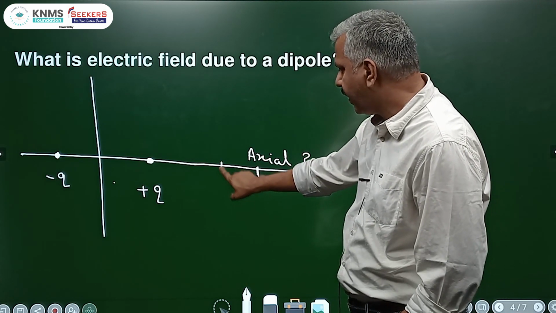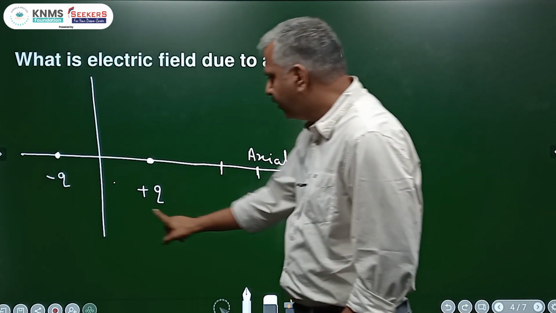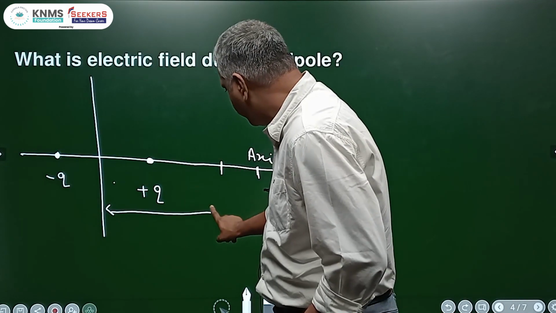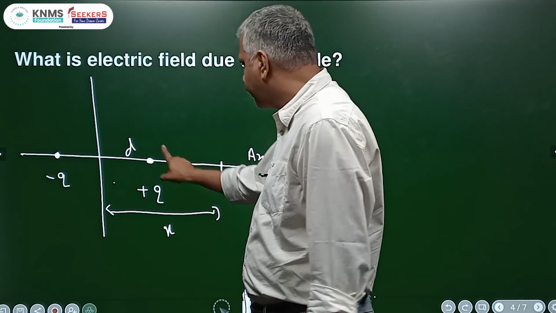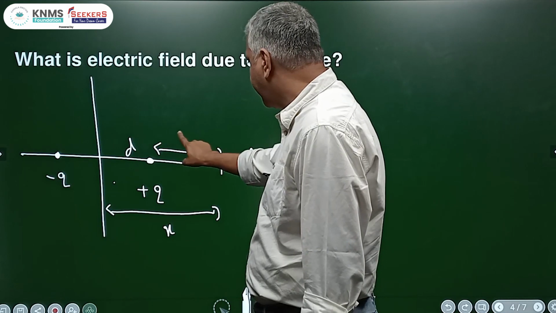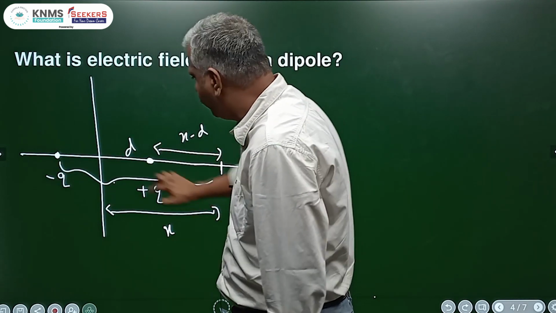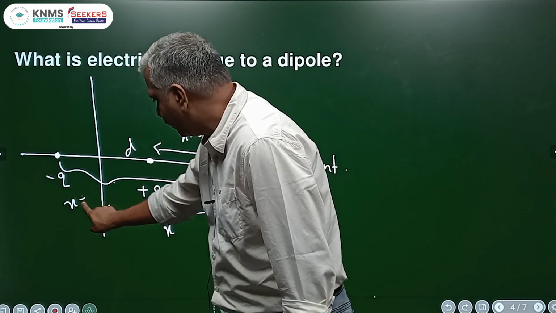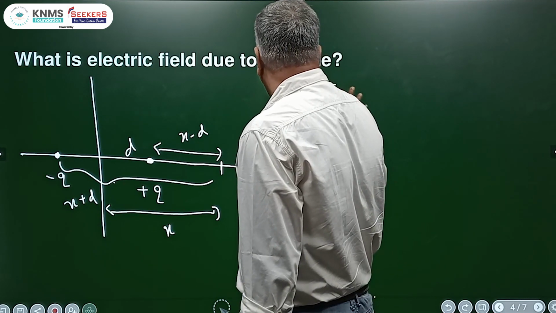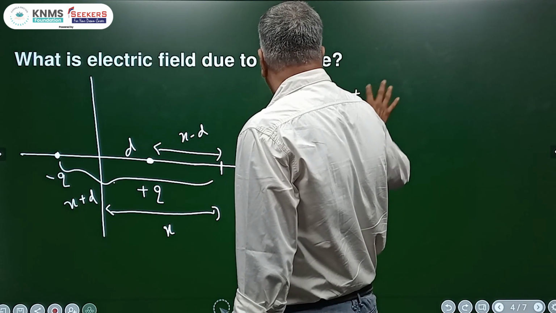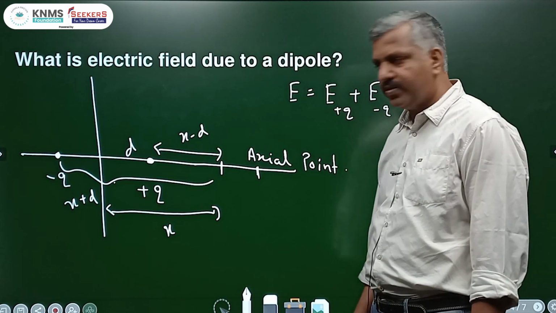So, here this is an axial point, this is the axis of the dipole and this is an axial point. Suppose this distance from here to here, let us say, is x, and this distance here is d. So, again from here to here we will get x minus d, and the distance from here to here will become x plus d. So, the electric field at any point will be equal to the electric field due to the positive charge plus the electric field due to the negative charge. This is what the principle of superposition says.